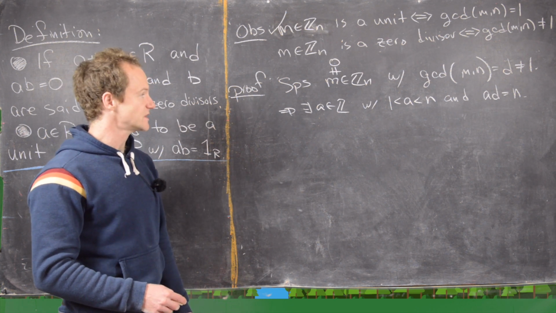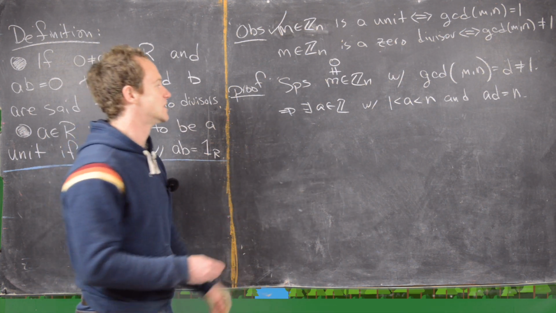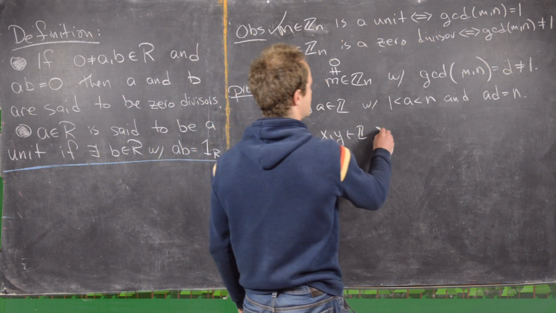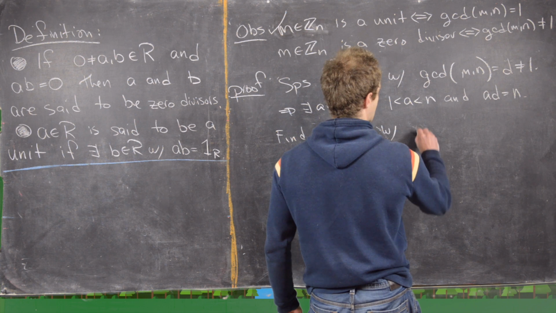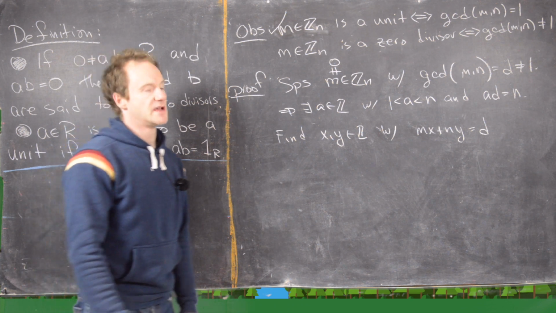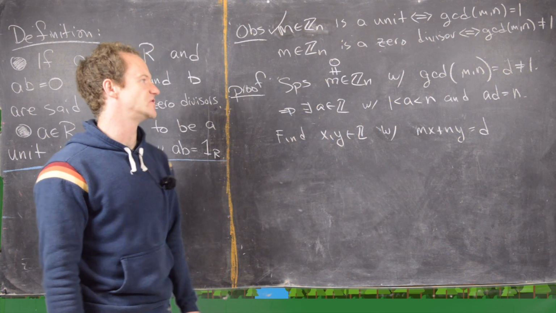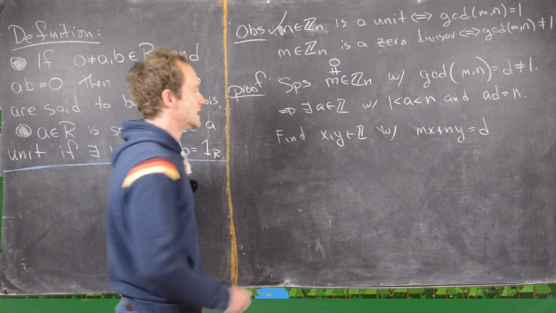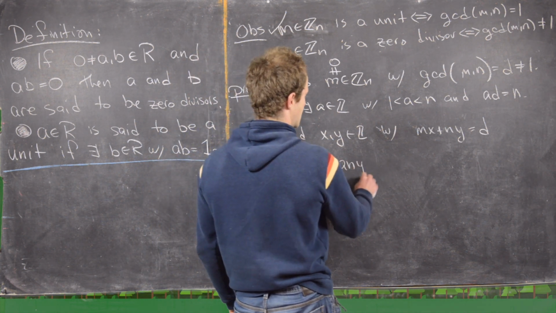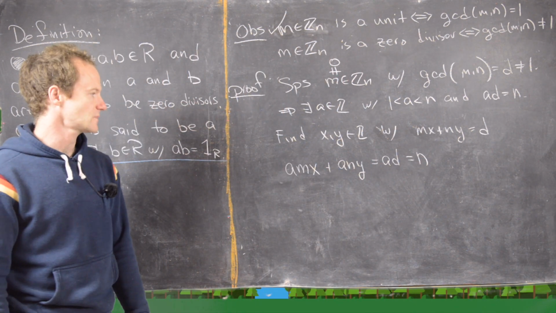Okay, great. So now we're going to do a pretty similar thing to what we've done in the last couple of arguments, which is find integers x and y with mx plus ny equals d. So in other words, write the GCD as a linear combination of the two numbers. And now we want to take this equation and multiply it by a. That's going to give us a times mx plus a times ny equals a times d, which is equal to n.